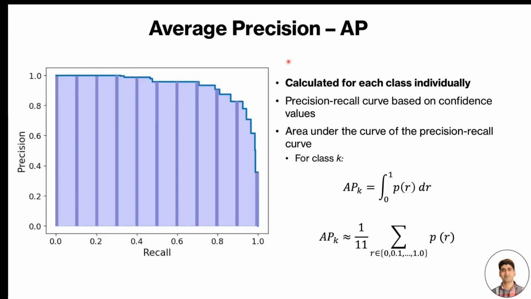Another common metric for the performance of object detection is called average precision. In order to compute average precision, first we need to construct this precision recall curve, which is based on the confidence values. And then average precision is essentially the area under the curve of this precision recall curve. And it can be represented as this integral function. However, it's common to use this 11-point approximation, which is computing the average of precision values at these different recall levels from 0, 0.1 all the way to 1.